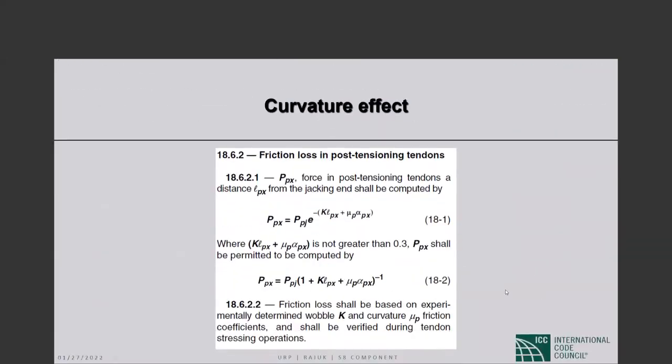And this is from ACI code, section 18.6.2. So these are the values given to us. It's an exponential function, looks complicated. There are values for this factor here, the exponent here, not greater than 0.3. PPX will be permitted to be computed by this. So these are long equations. Again, if you program that in a calculator or a spreadsheet, that's easily doable.